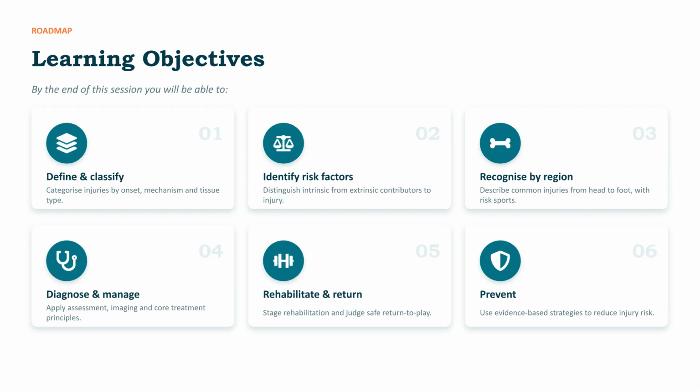Fourth, diagnose and manage these injuries using assessment, imaging, and treatment principles. Fifth, stage rehabilitation and judge when an athlete is truly ready to return to play. And finally, sixth, apply evidence-based strategies to prevent injuries before they happen. Let's dive into the foundations.